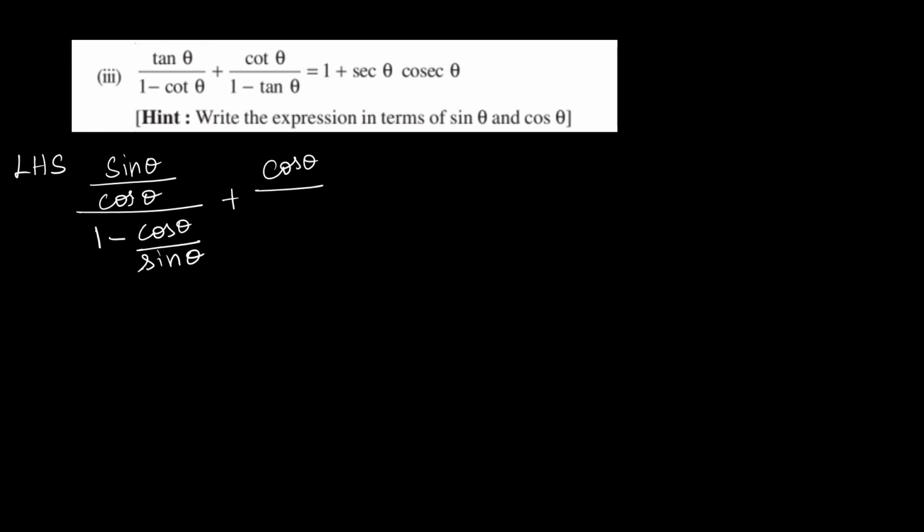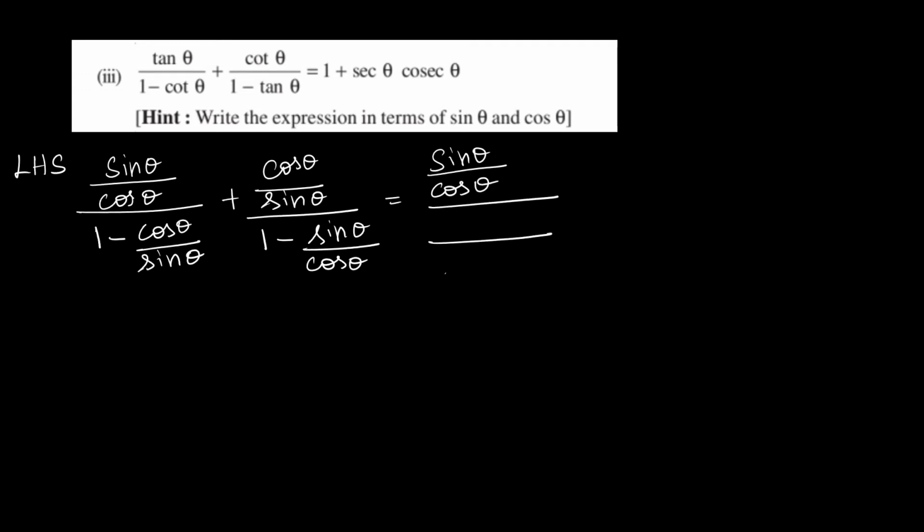Cos theta by sin theta by 1 minus tan theta is sin theta by cos theta. What you have to do is take LCM for the denominator, right? Sin theta by cos theta; you have to take LCM. Sin theta is LCM, so you will get sin theta minus cos theta. Here you will get cos theta by sin theta. It will be as such.